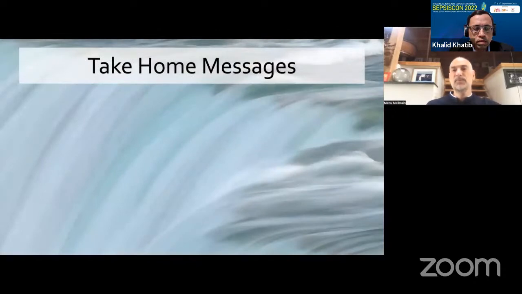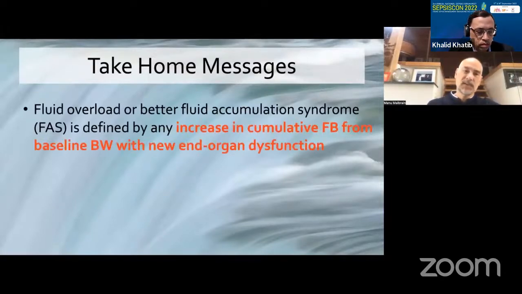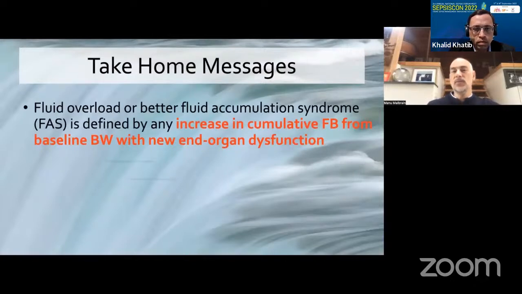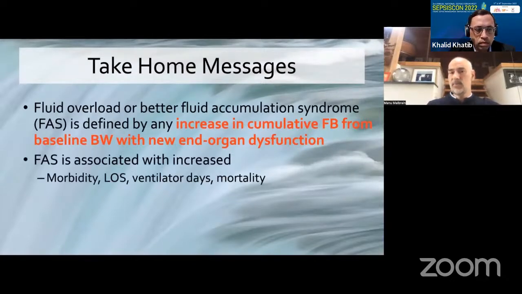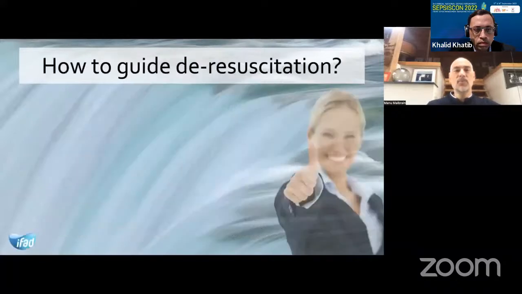So I would like you to go home with the knowledge that fluid overload is defined by a cutoff value of 10%, but let's forget that. So now we talk about fluid accumulation syndrome, which is any increase in cumulative fluid balance from baseline body weight with new organ dysfunction. It's associated with increased morbidity, length of stay, ventilator days and mortality, and organ failure. And think about this global increased permeability syndrome, it affects all organ functions. Think about the ebb and flow phase.